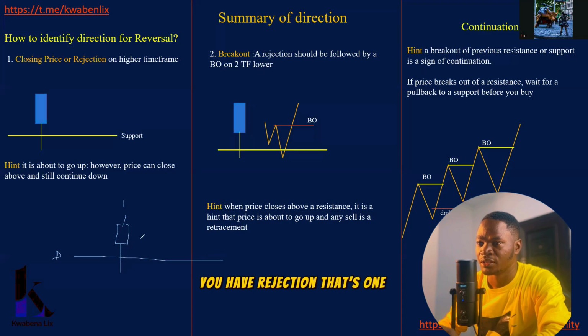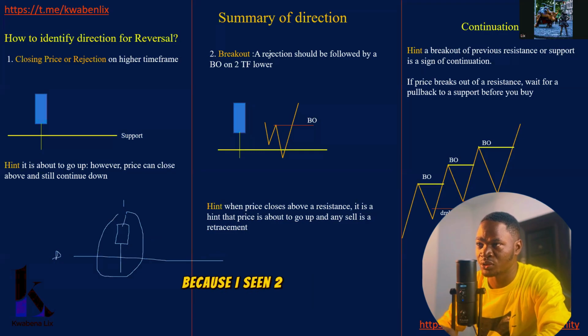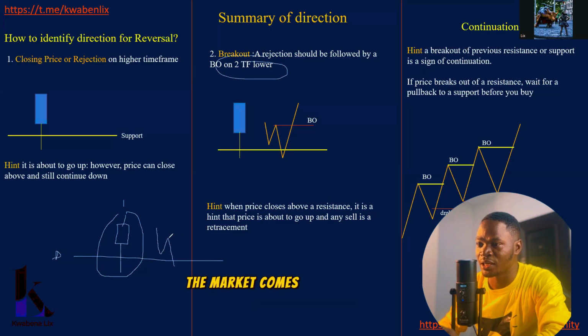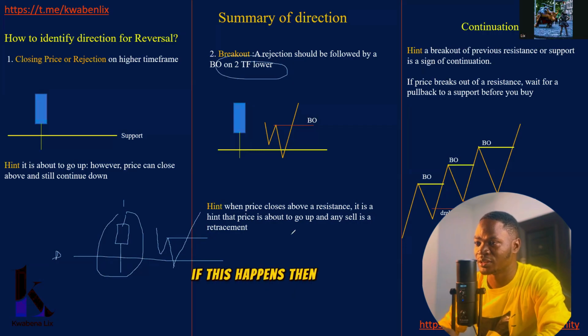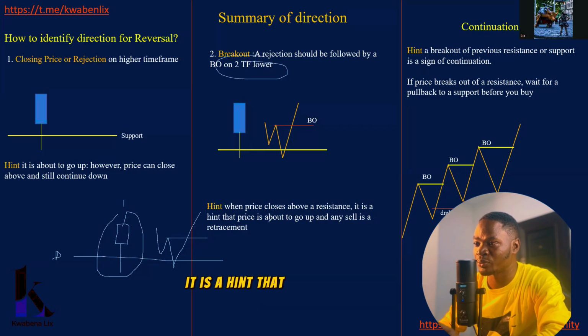That's one. Secondly, now you can switch from daily to a 1 hour time frame, because we're saying 2 time frames lower, to see if this daily rejection that has occurred has given you a breakout, that is a reversal sign. The market comes and breaks one of the SNRs like this. If this happens, then we say that when price closes above a resistance, it is a hint that price is about to go up, and any sell is a retracement. So this is how I explain.